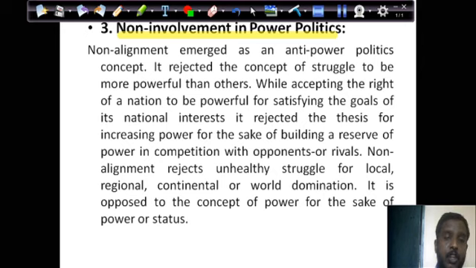Non-alignment rejects unhealthy struggle for local, regional, continental or world domination. So non-alignment denies all kinds of competition for world domination, whether regional, continental or any other kind. It is opposed to the concept of power for the sake of power or status. So it is basically a movement that totally negated power politics in all its forms.